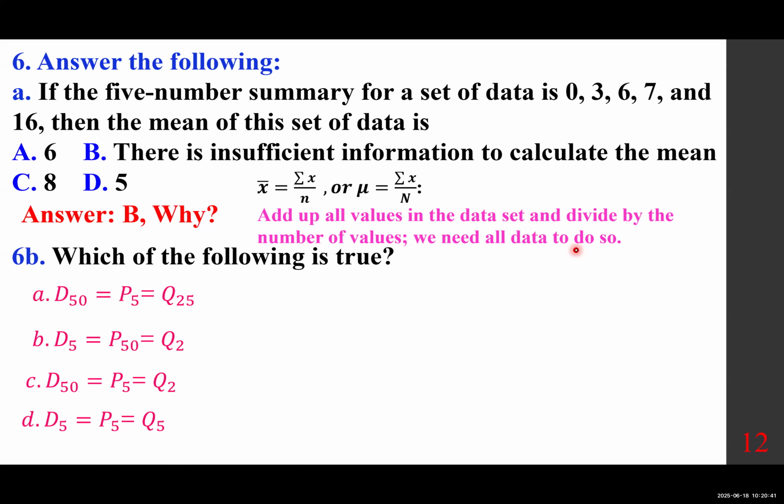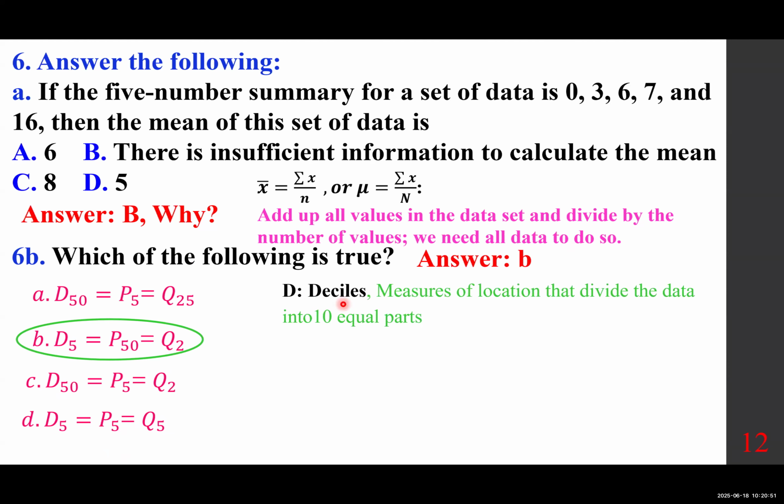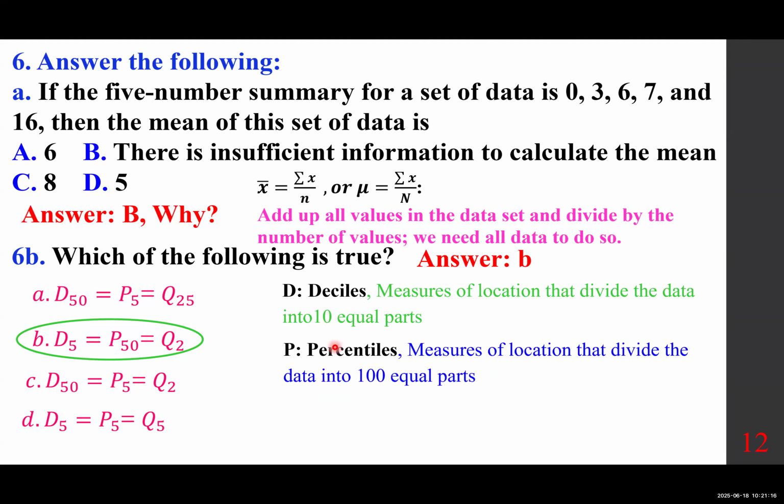Which of the following is true? We need to understand the meaning of each one. First of all, the answer is part B, but why is that? D stands for deciles, measures of location that divide the data into 10 equal parts. 10 equal parts. That is decile. Percentiles, measures of location that divide the data into how many? 100 equal parts. 100 equal parts, and that's the key.